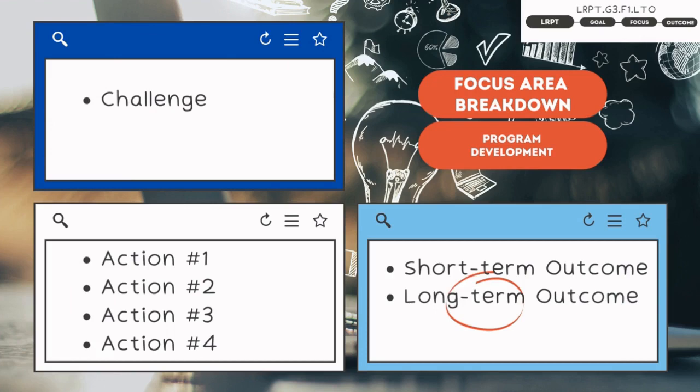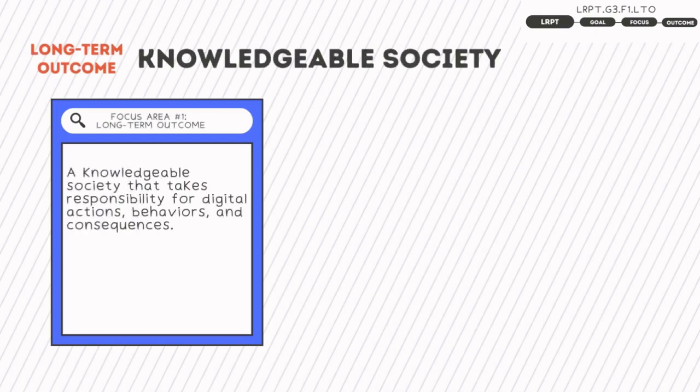Lastly, let's review the long-term outcome. The long-term outcome of this goal is a knowledgeable society that takes responsibility for digital actions, behaviors, and consequences. This type of knowledge allows students to be ready for the future of learning and technology in the world.